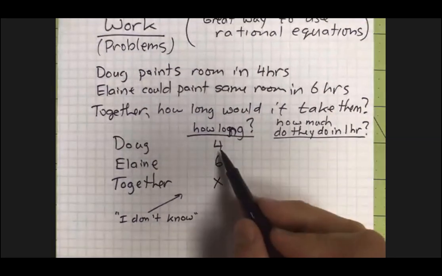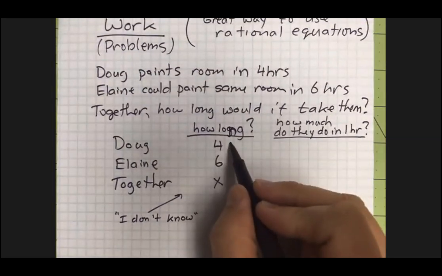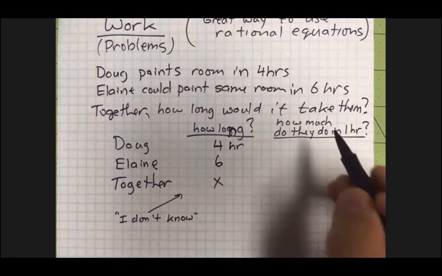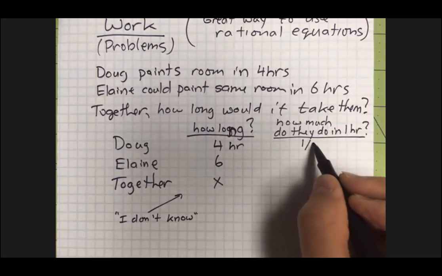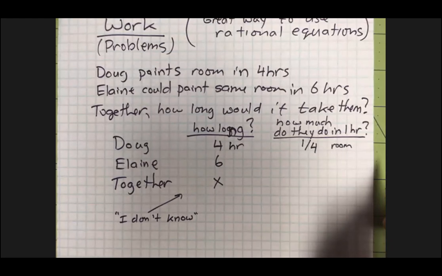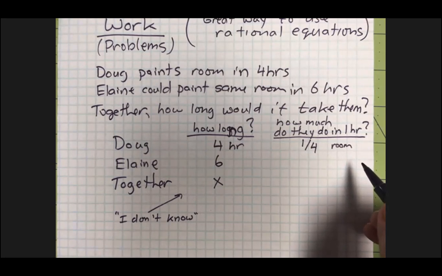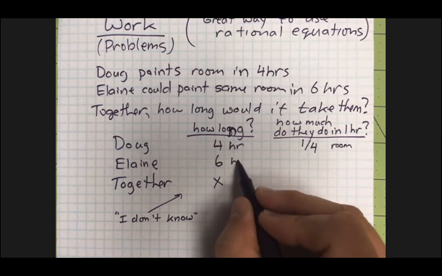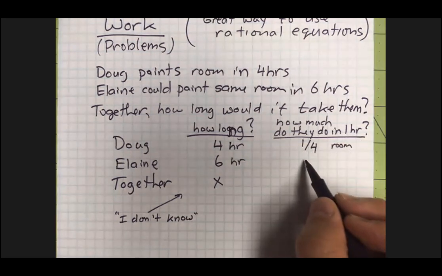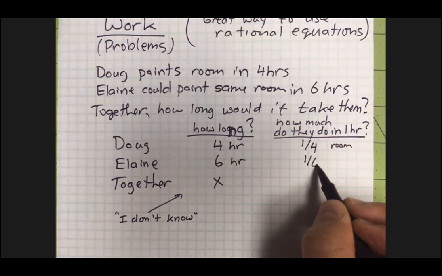If it takes Doug 4 hours to paint the room, then in 1 hour, he's going to do what? 1/4 of the room. That makes sense. If he could paint the room in 2 hours, then in 1 hour, he'd do half the room, and the other hour, he'd do the other half. Same thing for Elaine. If it takes her 6 hours to paint the room, then in 1 hour, she would do 1/6 of the room.